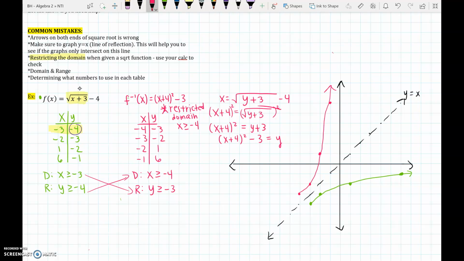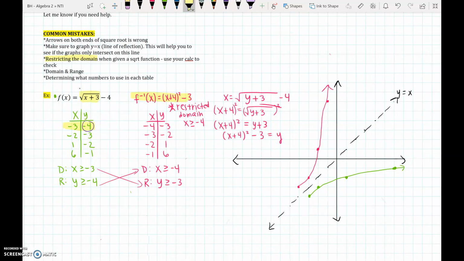Okay, so I did see a lot of you all had one square root function and then one that looked like this. That's because if you're typing this right here into your calculator, it's going to give you the entire U shape. You only want half of that, the reflection of that original square root function.